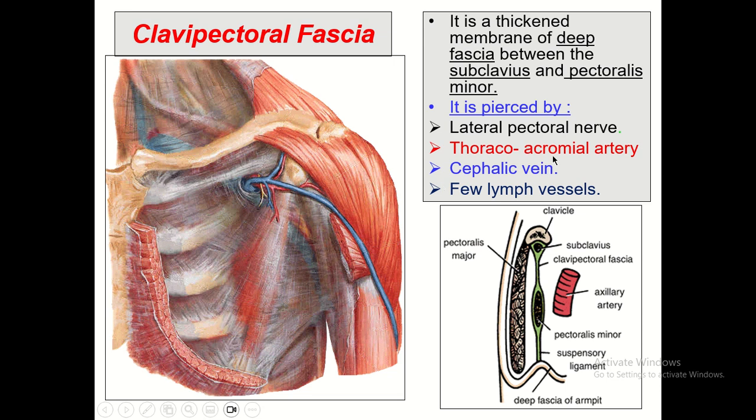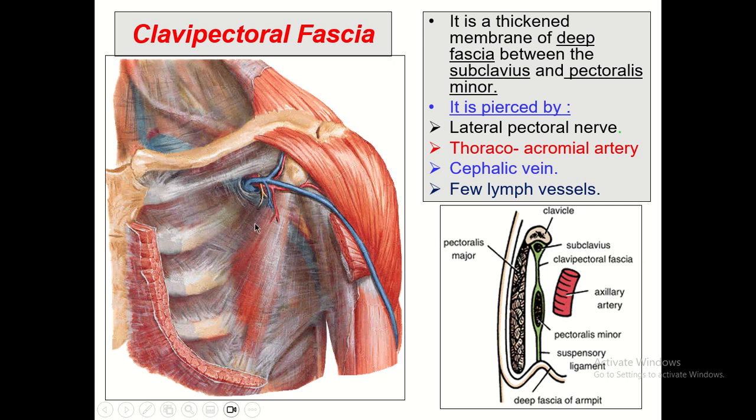And then we have the thoracoacromial artery. The thoracoacromial artery is a branch of the axillary artery from its second part. This thoracoacromial artery gives three more branches, and some of these branches will pierce the clavipectoral fascia.